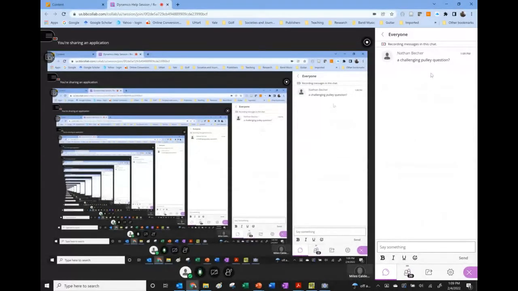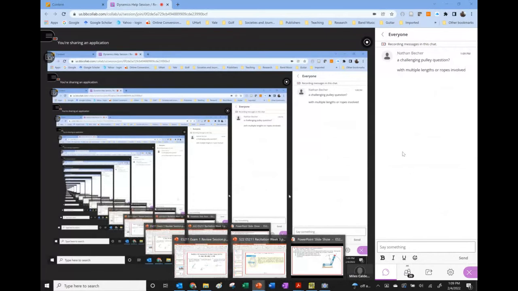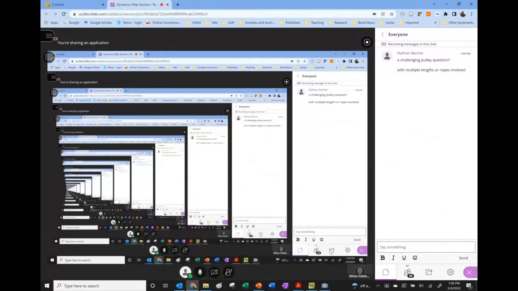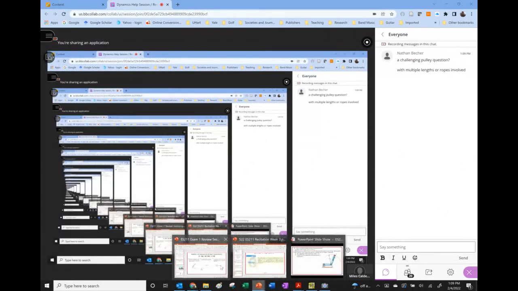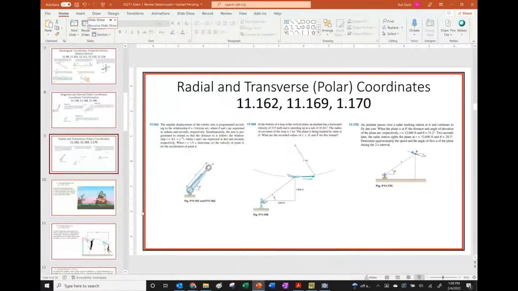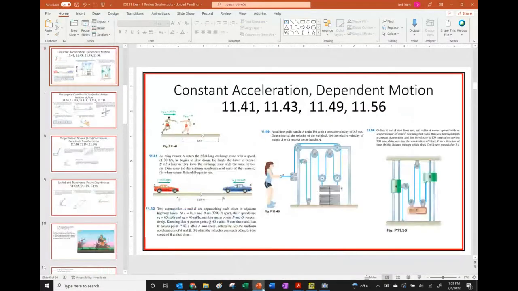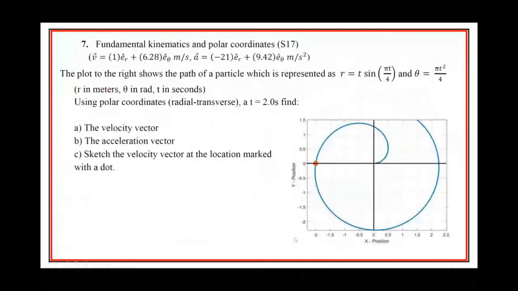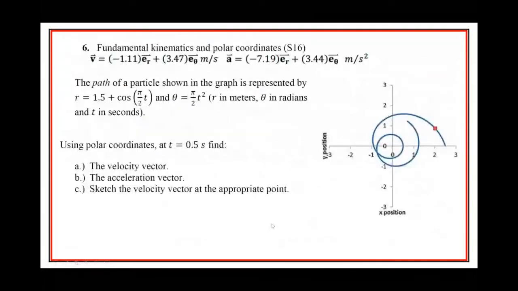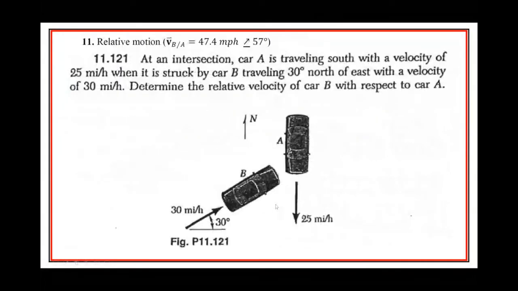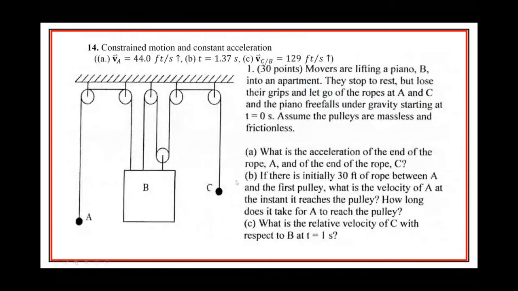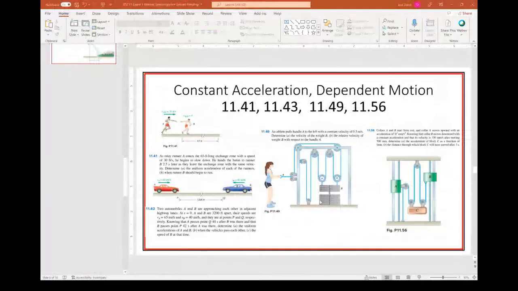A challenging pulley question. Okay, so we have our first one with multiple lengths of rope. Ooh, okay. Well, my ability to think on the fly or to just invent a problem isn't so great. Let me see if there's one in here that's already available, or you could name one out of the book if you happen to have the book with you. Let's see. This one has those features. I think it's correct. Let me see.